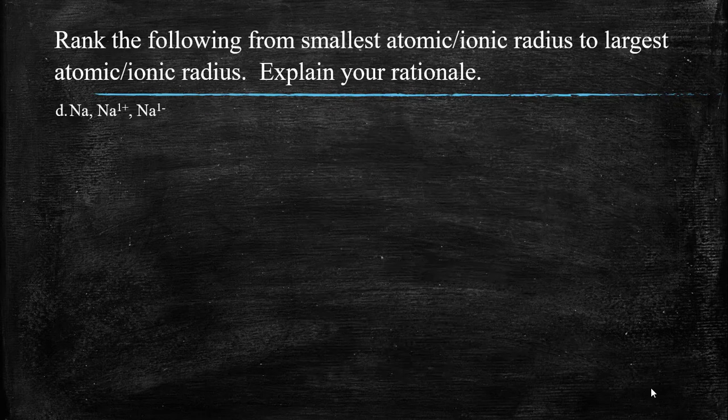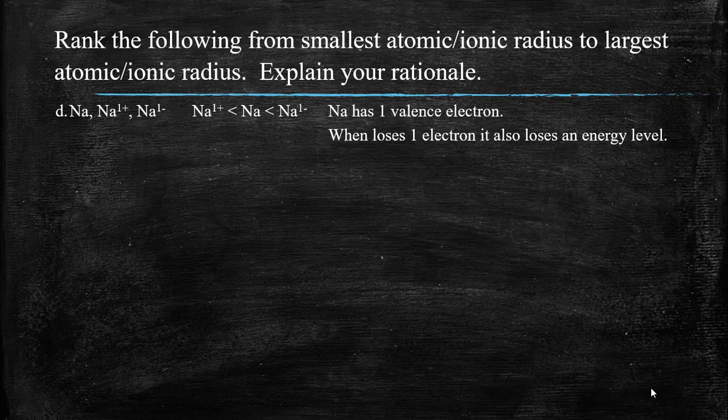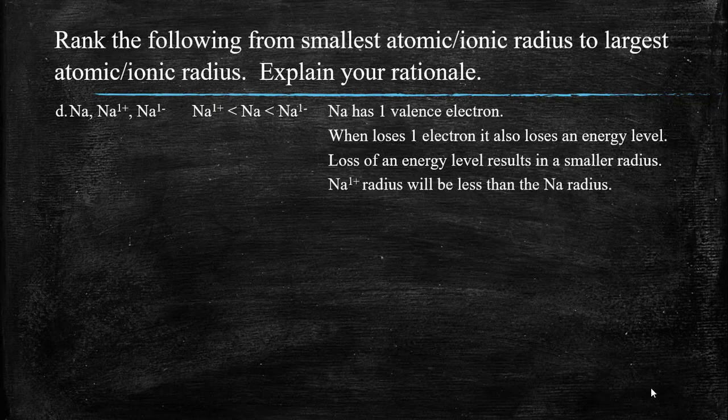Last but not least, we're going to look at the sodium atom, the sodium cation, which occurs when sodium has lost a valence electron, and the sodium anion, which will occur when sodium has gained an electron. The proper order from smallest to largest is the sodium cation is smaller than the sodium atom, which is smaller than the sodium anion. The rationale here, sodium has 1 valence electron. So when it loses 1 electron to form the cation, it also loses an energy level. This results in a smaller radius, so the cation will have a smaller radius than the neutral atom.